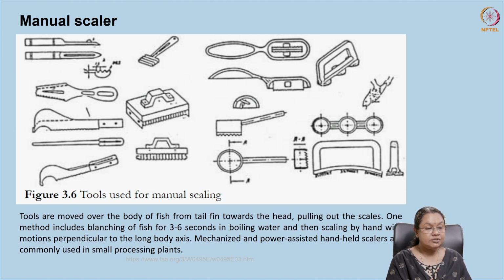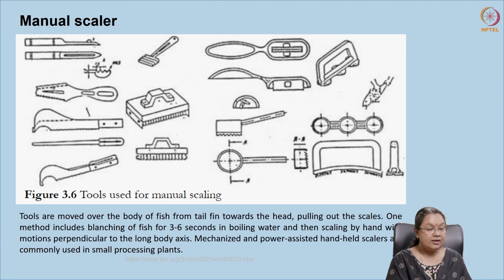And usually the tools are run towards the head region. From the tail towards the head region, the tools are used. And sometimes we also go for blanching, blanching the fish for 3 to 6 seconds in boiling water, and scales can be removed by moving the hand along the perpendicular axis of the body. So that is another method of descaling. And we can also go for mechanized or power assisted descalers.